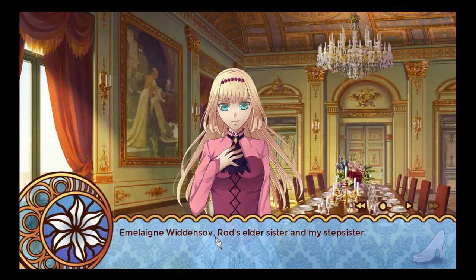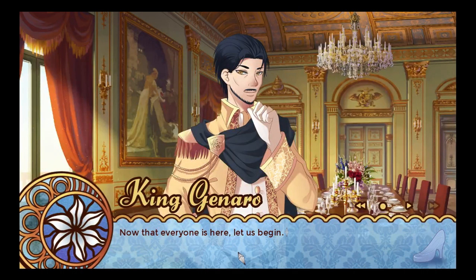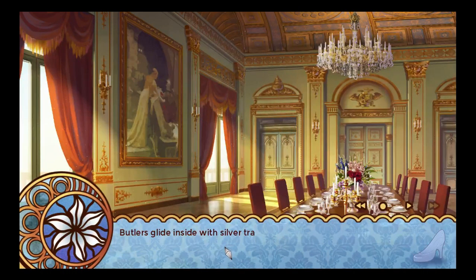Emmeline... I don't even know how to say that. I'm gonna say Emmeline. Widensov, Rod's elder sister and my stepsister. She acts as if we were of blood, as if she too were born a princess. As if she could be crowned princess, perhaps steal my place. I will never let that happen. Now that everyone is here, let us begin. Butlers glide inside with silver trays to carefully serve us breakfast.